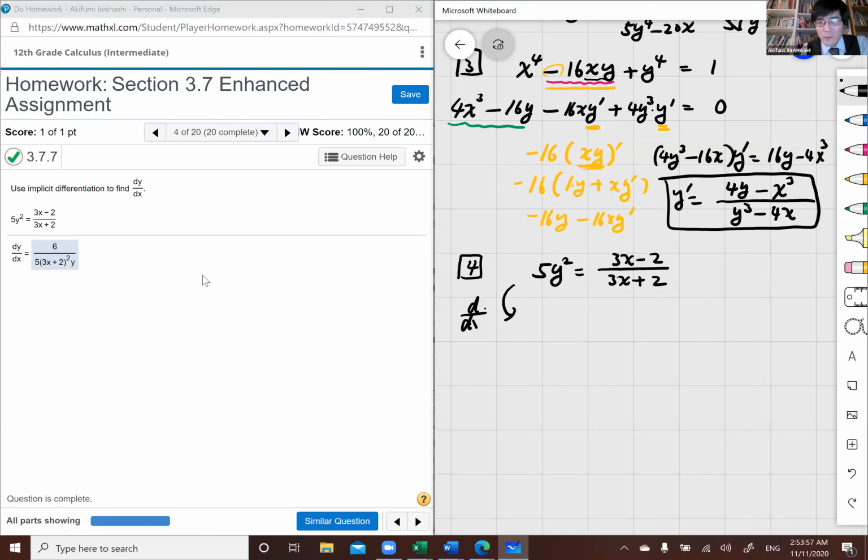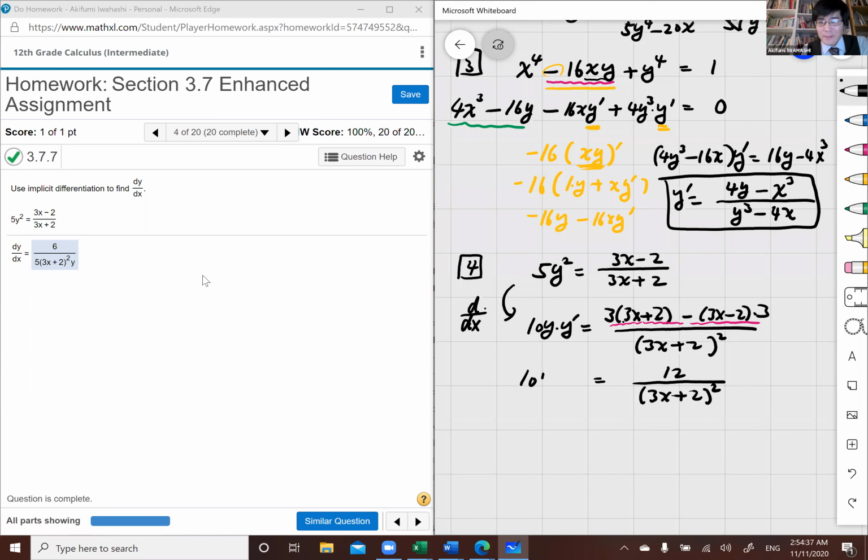You're gonna get 10y times y dash. And that is equal to, you have to use the quotient rule: bottom squared, derivative of the top, minus the top times derivative of the bottom. This is a bit complicated, but this is just a linear equation, so expand and combine like terms. You're going to get 9x minus 9x gone, 6 minus minus 6, which is 12. So it's going to be 12 over (3x plus 2) squared, and 10y times y dash.